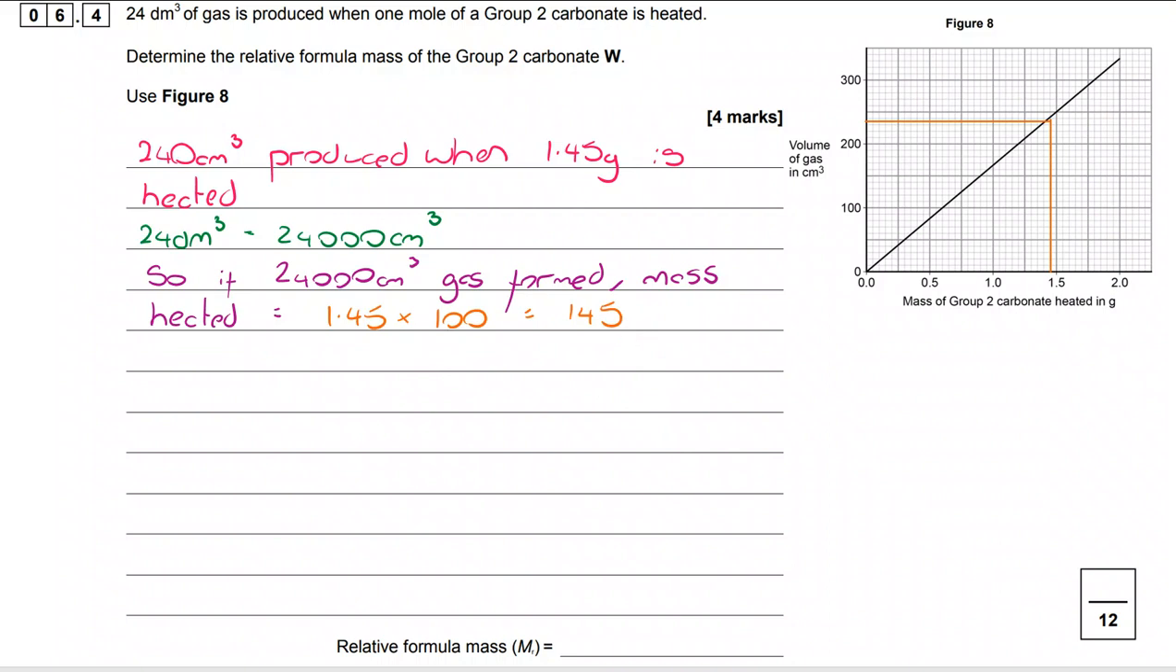Now, from there, we know that 24 decimeter cubed of gas is produced when 1 mole is heated. So 1 mole has a mass equal to the molecular mass in grams. So at 24 decimeters cubed, it tells us that the molecular mass is 145. And that takes us to the end of the question.